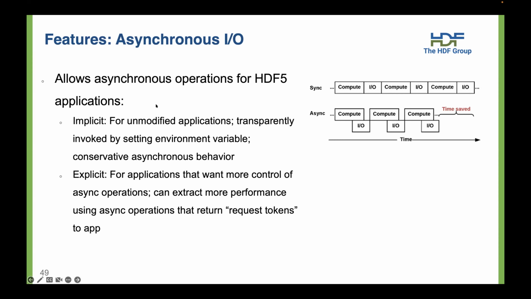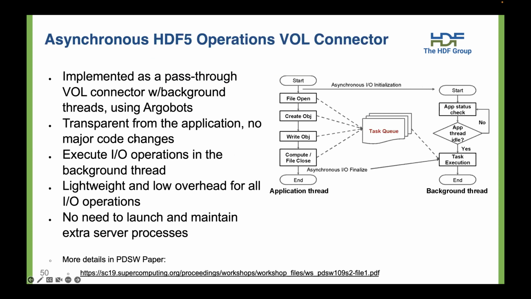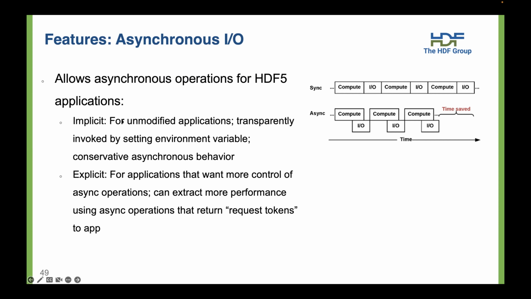There are two options with the asynchronous VOL, which I have linked in the next couple of slides. You can do implicit, so you don't have to change your code, but in general I don't think you'll get as good performance as with explicit async. For explicit, you have to change your code a little bit to arrange for your event stack, which I'll discuss in the next slide.